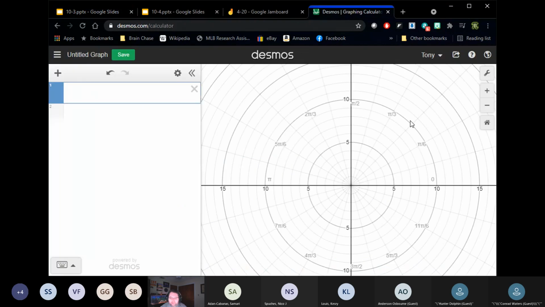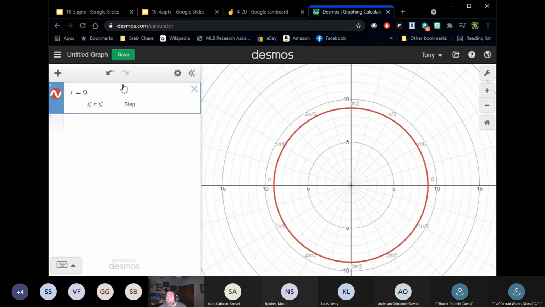So in polar curves, if we graph the equation r equals 2, for example, actually I'm going to make this r equals 5 so it's going to be a little bit bigger. If I was to graph r equals 5, I have a circle. If I was to graph r equals 9, I have a circle with a radius of 9.